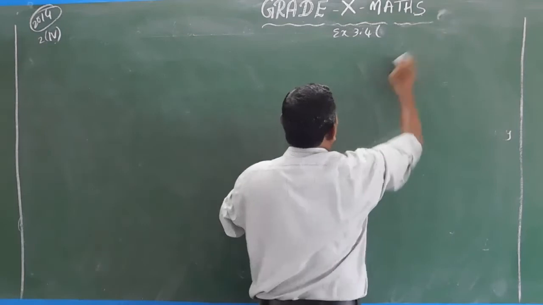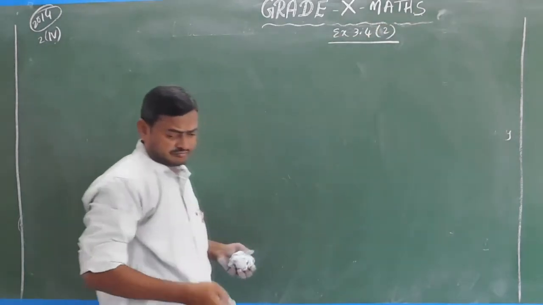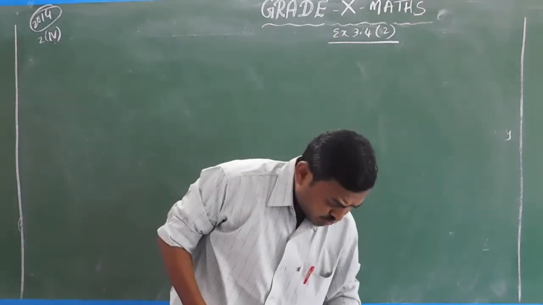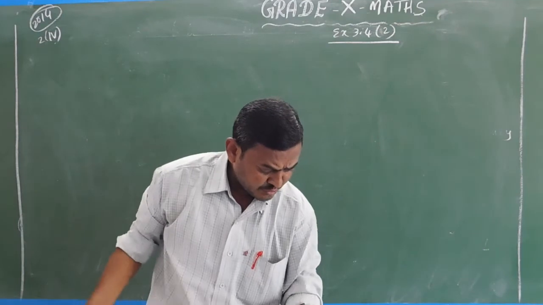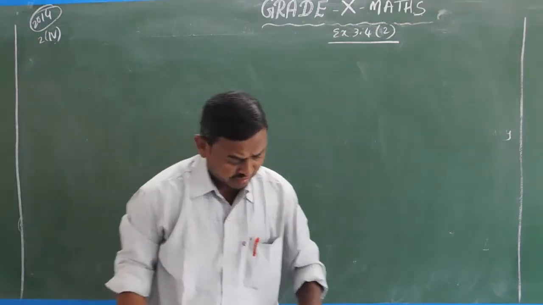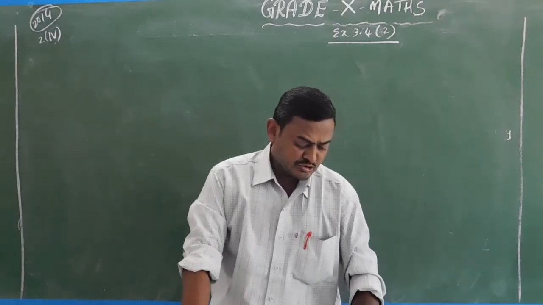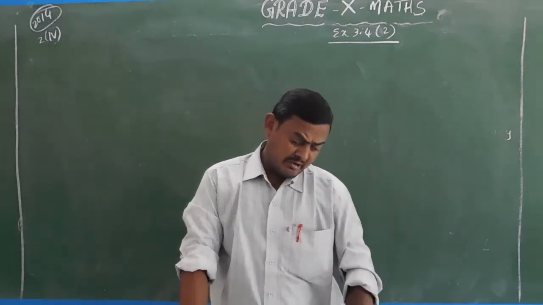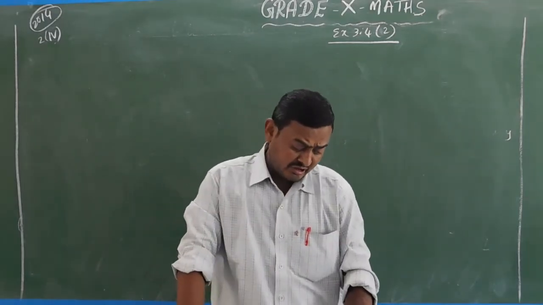Now exercise 3.4, second Roman, we are doing now. Now come to the fourth question. What is the fourth question here? Meena went to a bank to withdraw rupees 2000. So Meena is a woman who went to the bank. She withdrew. How much she withdrew?